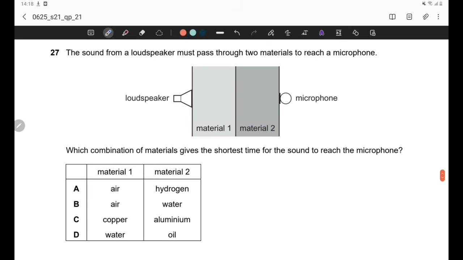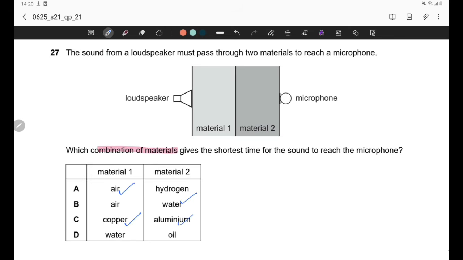Question 27. The sound from a loudspeaker must pass through two materials to reach a microphone. Which combination of materials gives the shortest time for the sound to reach the microphone? So we need to check which combination of materials will allow the sound wave to pass faster. So here we need to find through which material the sound can travel faster. We have the options here: air, liquid, that is water, which is a liquid, and solid. Copper and aluminium belong to solid.